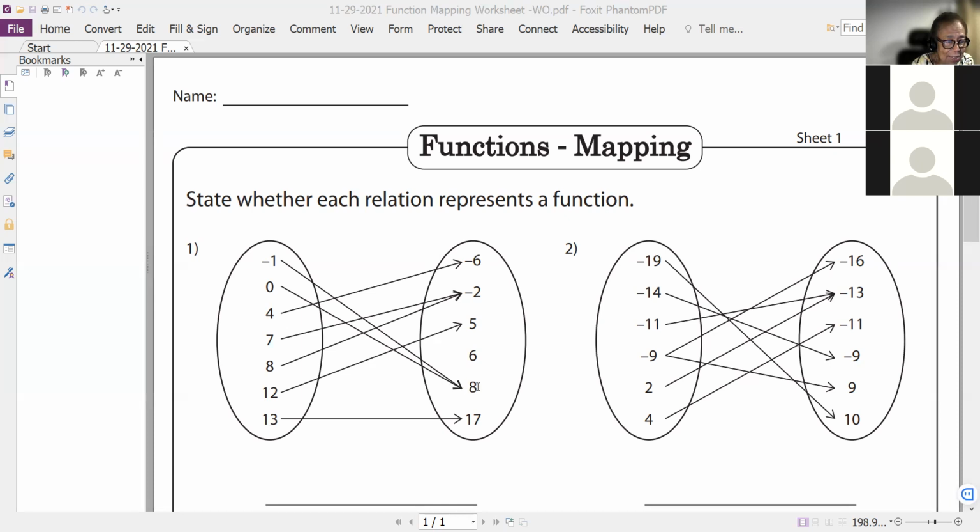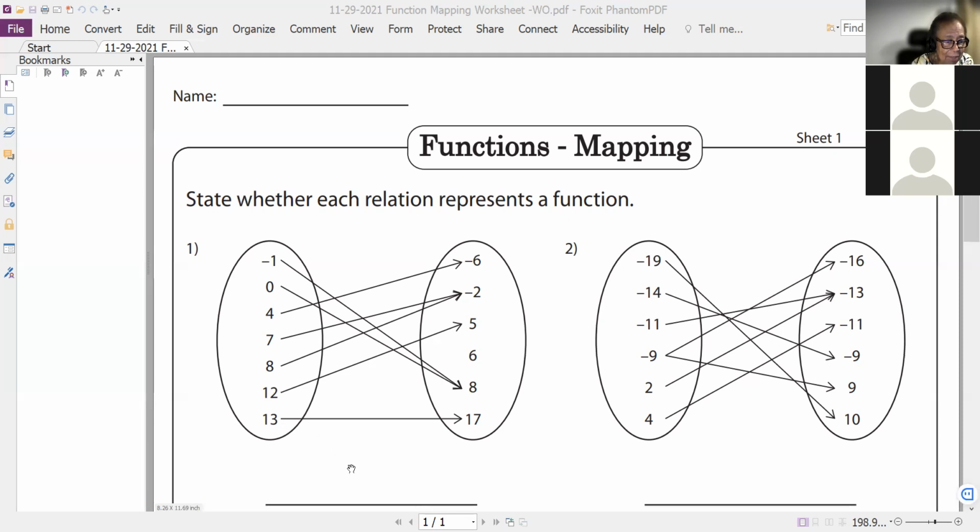Do you see -1 with a line drawn to any other number? Yes or no? No. Okay. What about 0? 0 also goes to 8. Remember, we don't care if something goes here twice. We care about these values that we call like our input or X. Yes and no, it's not a function. You say no, it's not a function.